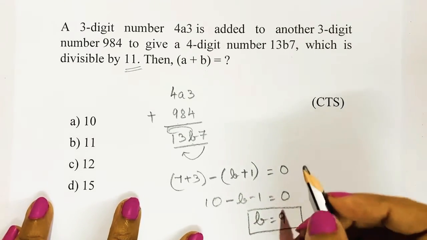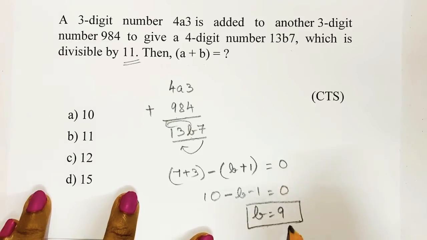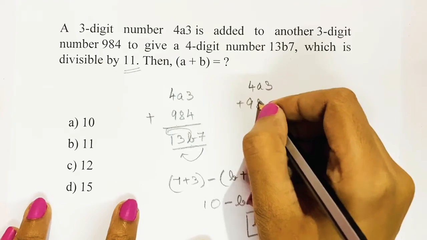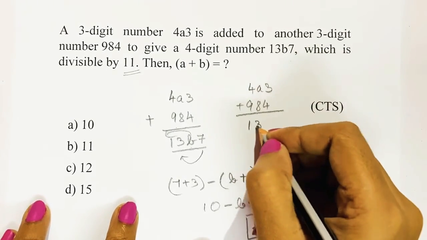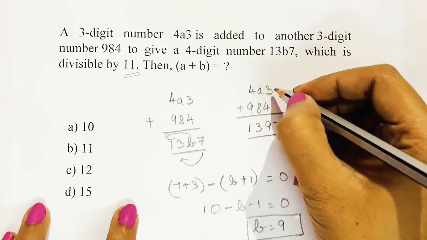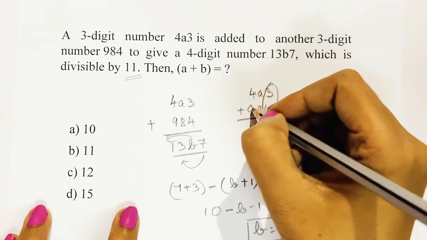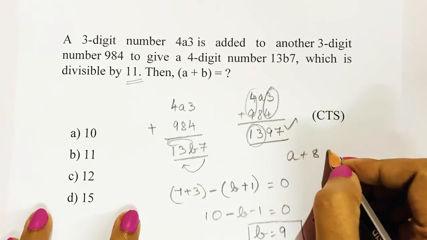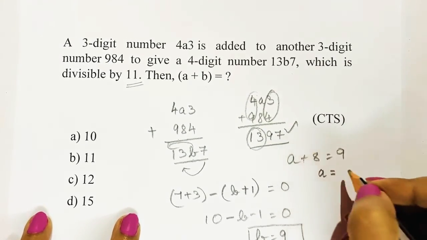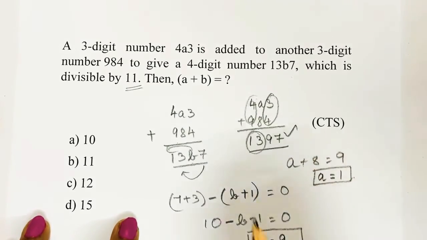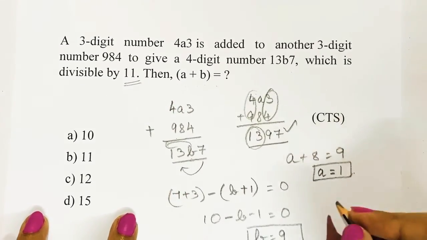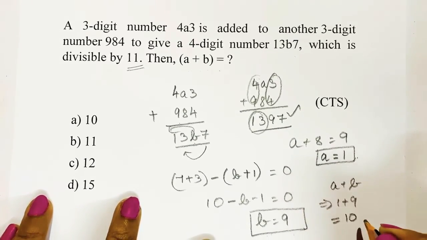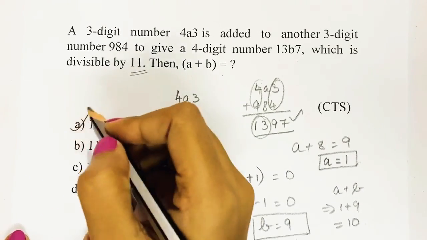Let's substitute the value of B to be 9 in this. So 483 plus 984 is equal to 1397. 3 plus 4 is 7, 9 plus 4 is 13. So A plus 8 is equal to 9. A is equal to 1. They are asking for A plus B. So A plus B is equal to 1 plus 9, which is equal to 10. The answer is option A, 10. Thanks for watching.